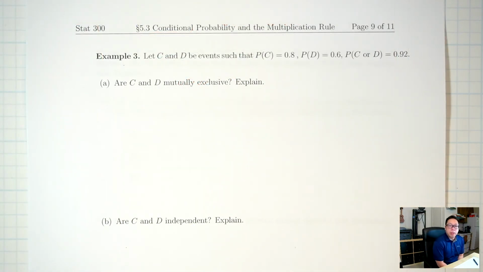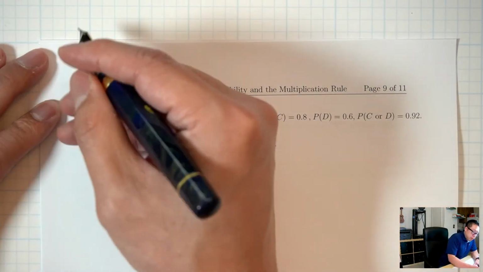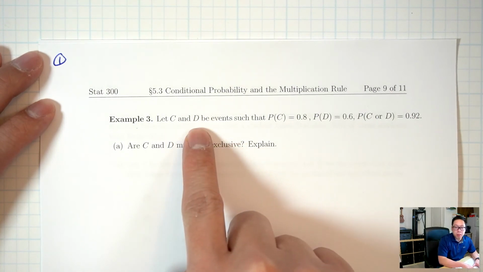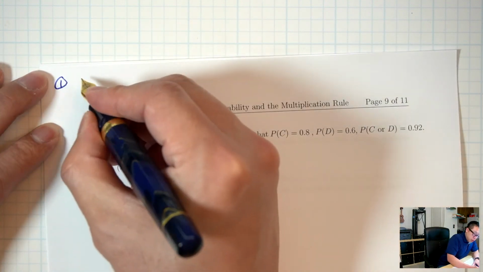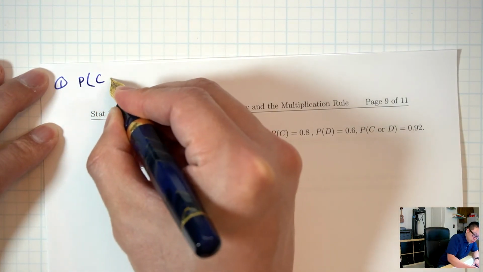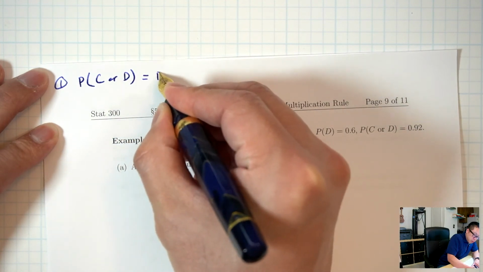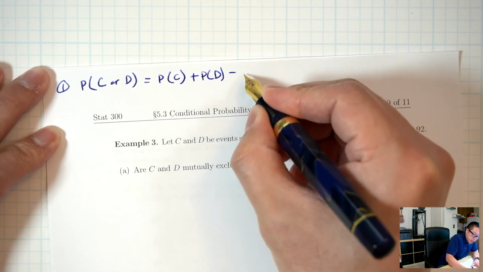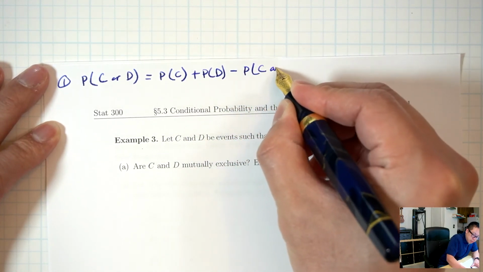Example 3. Let C and D be events such that P of C is 0.8, probability of D is 0.6, and probability of C or D is 0.92. We don't have a table, so I need to rely on those 3 formulas. Let me rewrite them here. And I'm going to rewrite them using C's and D's. So instead of the A's and B's in the original, I'm going to rewrite them with C's and D's. The first one is the addition rule, which is the one for OR. So C or D is equal to probability of C plus probability of D minus the probability of C and D.